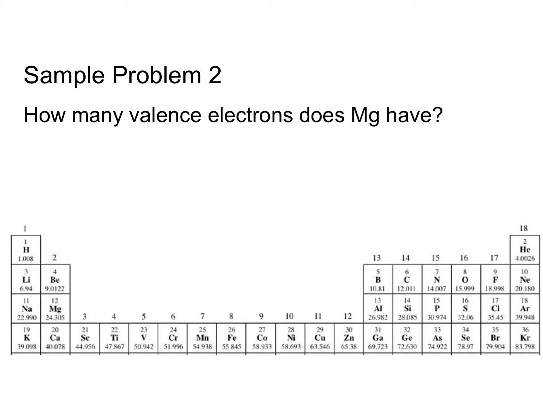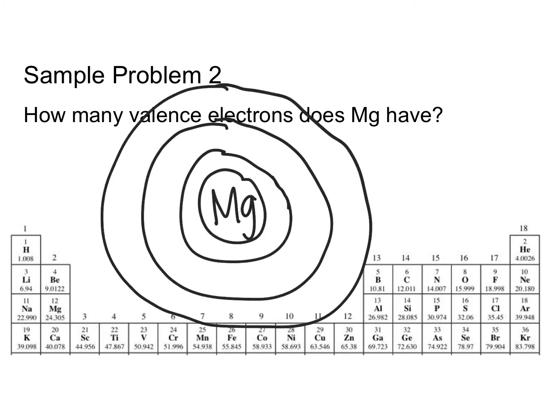Now I'll give you a second. Go ahead, pause the video, and draw the Bohr diagram for magnesium. Alright, so magnesium is in the 3rd energy level, so it's going to have 3 circles, and we have 1, 2, 3. Now it has 12 electrons, so let's go ahead and place those. 1, 2, 3, 4, 5, 6, 7, 8, 9, 10, 11, 12. 12 electrons.